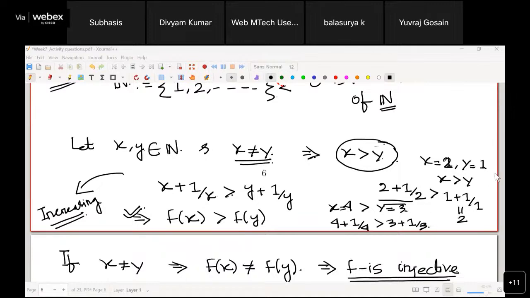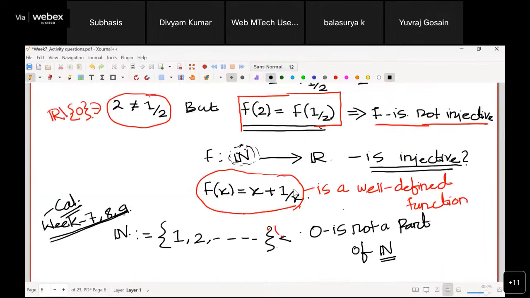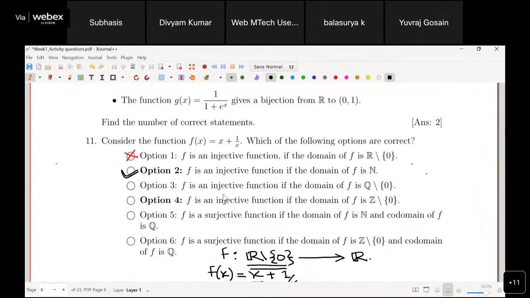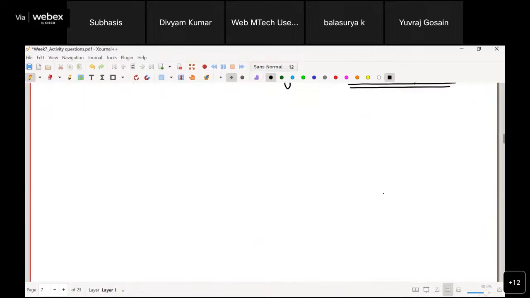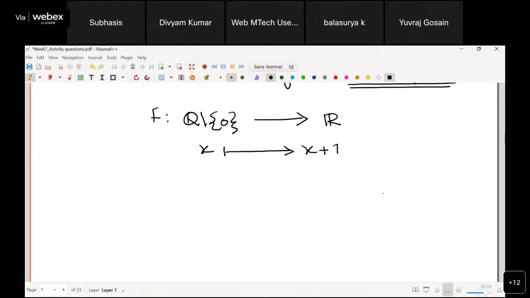So the next option is option number 3. Here we just need to consider the function from the set of rational numbers minus 0 to R. My function is x goes to x plus 1 by x. The same question: we need to check whether this function is injective or not. So any idea how we should proceed?